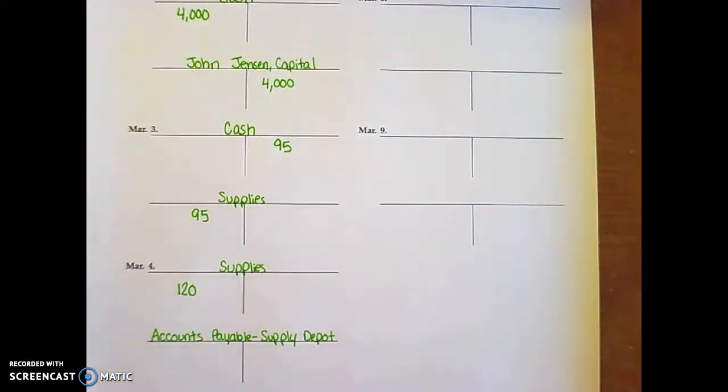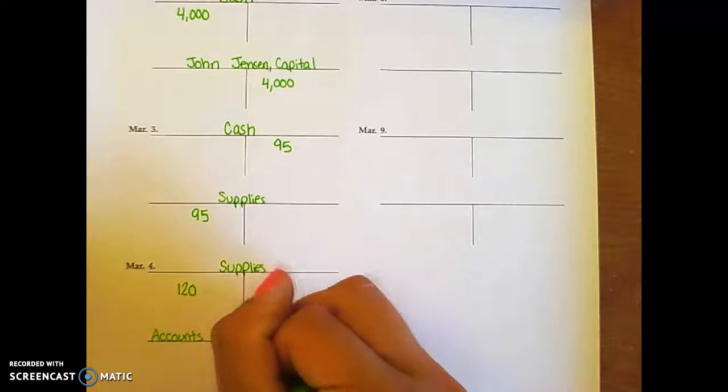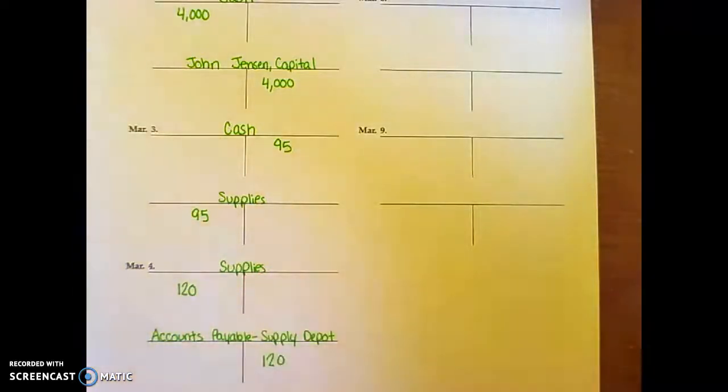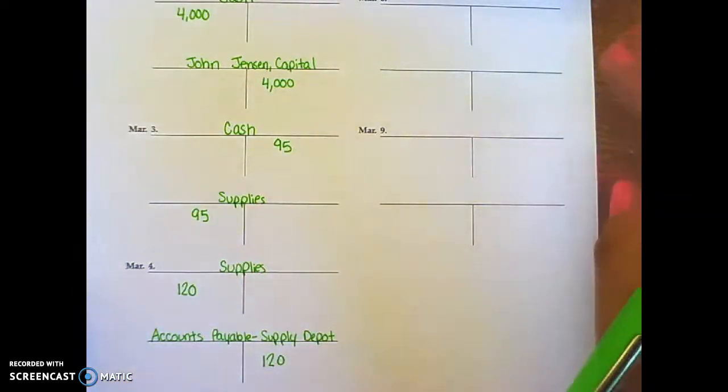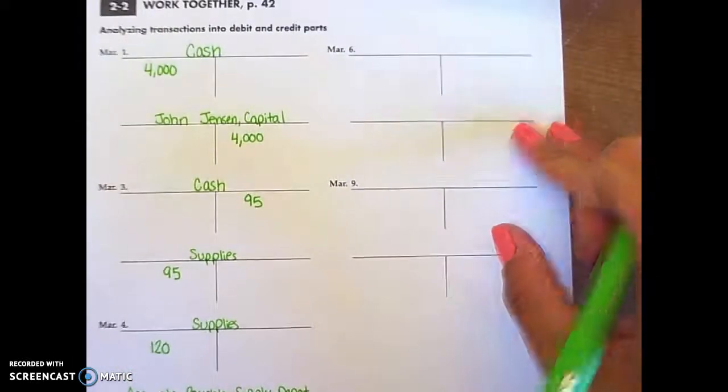Accounts payable is a liability. Liabilities are opposite than assets. Liabilities will increase with a credit, so accounts payable will receive a credit for $120. Two left on the work together.